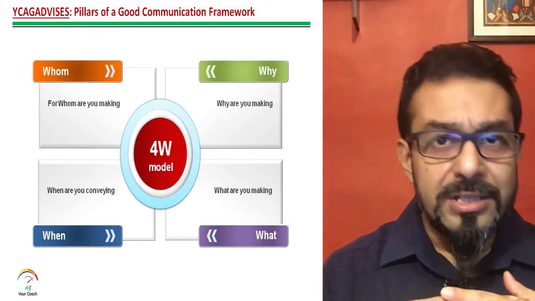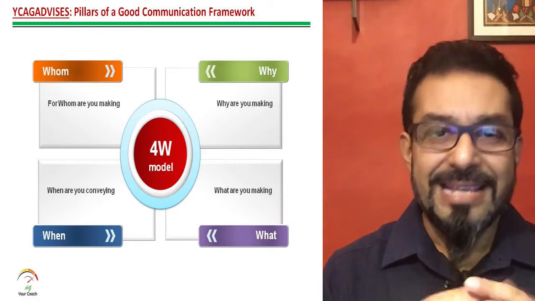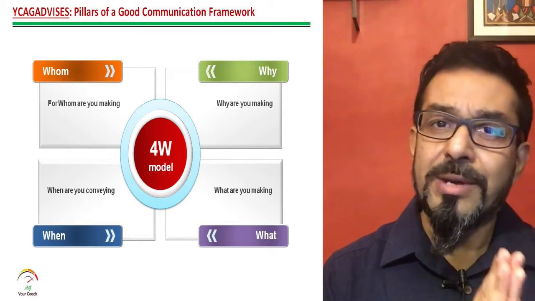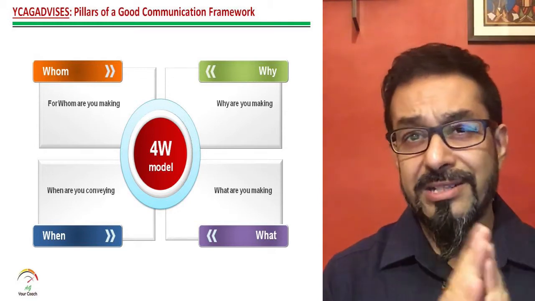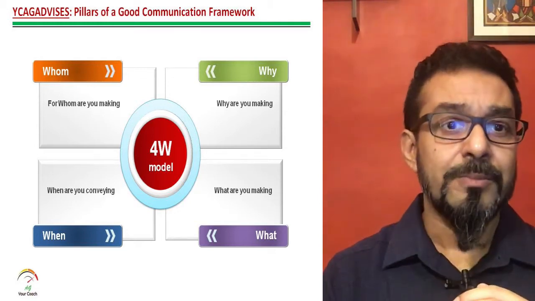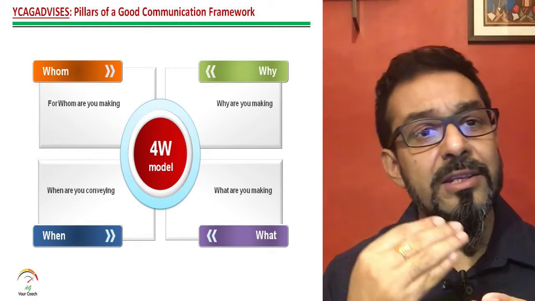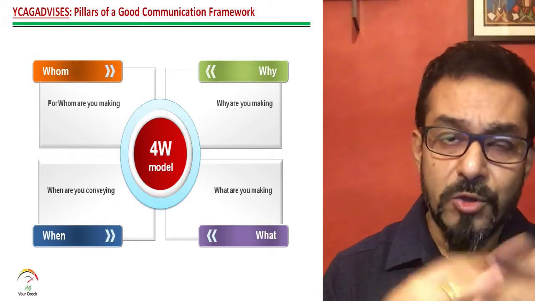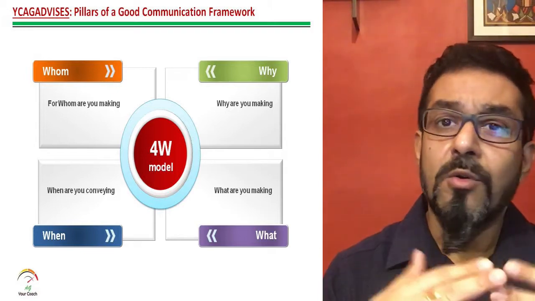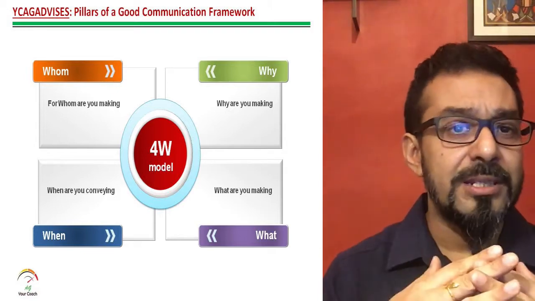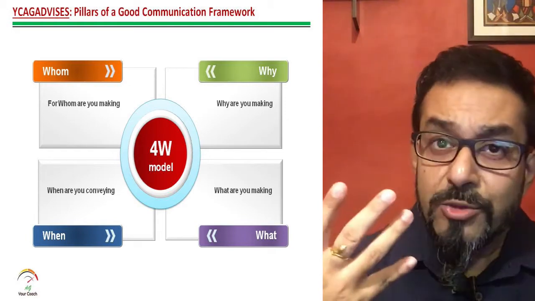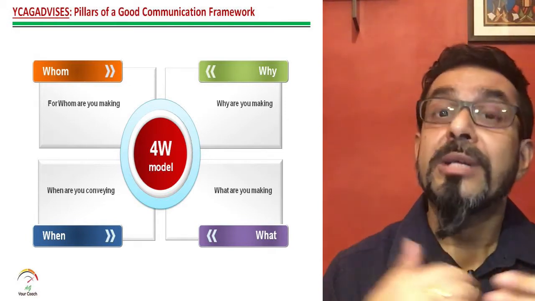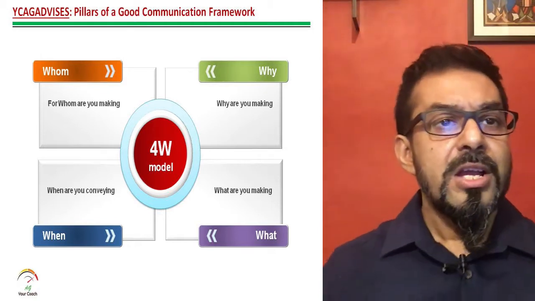So this 4W tool tells that in order to prepare for a good communication, you need to ask 4 questions comprising the 4 W's: the whom, the why, what, and when. Whom stands for whom you're making it for, your audience. Why stands for why are you making it, the purpose. What stands for what are you making, your story. And when stands for when are you conveying, the timing.